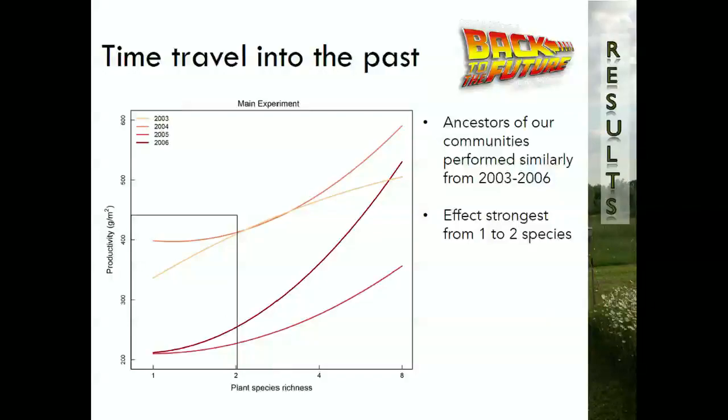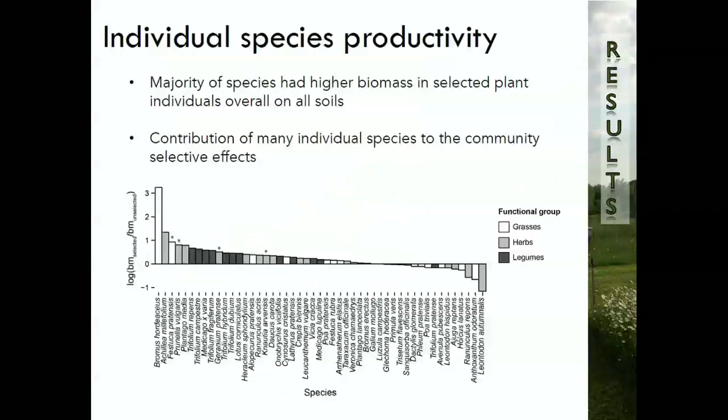It would be possible that all what we see here is driven by just one single or maybe two species. So we also had a look at the individual biomass for every species separately. This is a plot showing that if the value is above 0, it means that in the selected treatments the old plants produced more biomass, and if the value is below 0, it means that the new plants produced more biomass. This is data across all soils, all years and diversity levels.